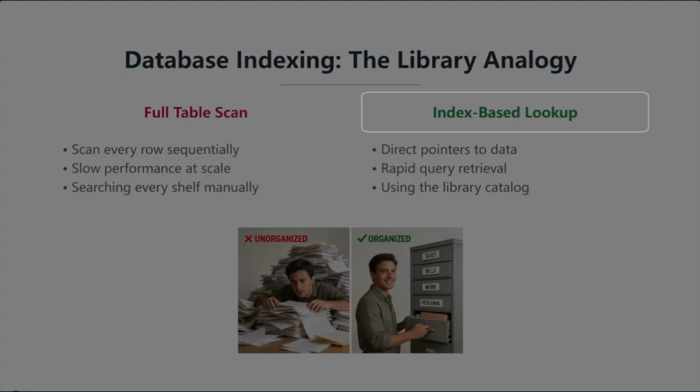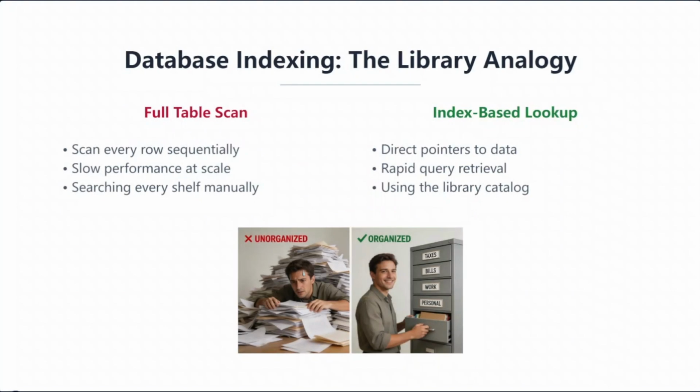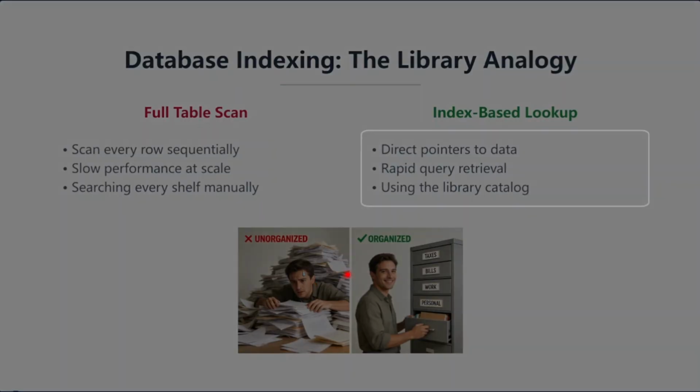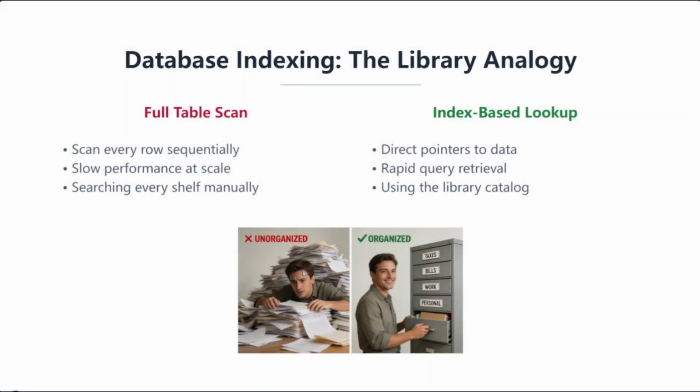This is where indexing comes in. Instead of searching the shelves directly, you go to a small cabinet, the index, and look up the book title. It gives you a specific location, like aisle 4, shelf B. By using these direct pointers to data, we achieve rapid query retrieval. We don't waste time looking at irrelevant information. We jump straight to the answer. Next, we're going to peek under the hood to see the actual data structures, like B-trees, that make this magic happen.